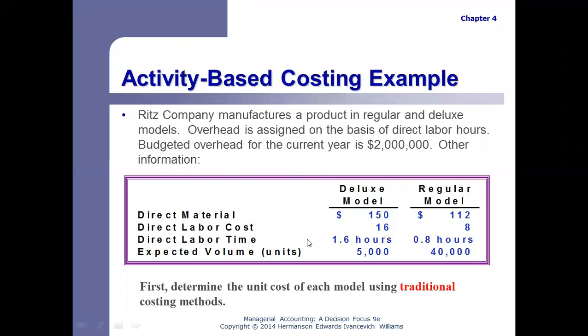Okay, so it says first, let's determine the unit cost for each of the models using traditional costing. So traditional costing was using one driver for the entire company. And we saw this earlier when we looked at allocating overhead. And again, we'll get back to some of these things in a second.